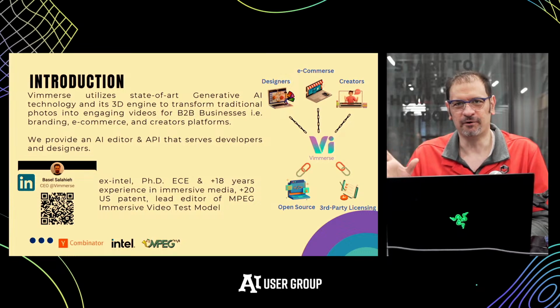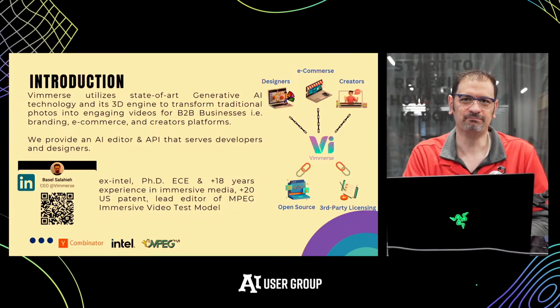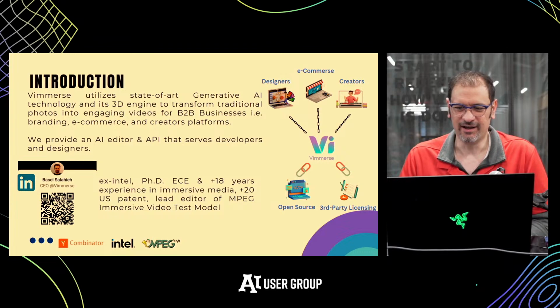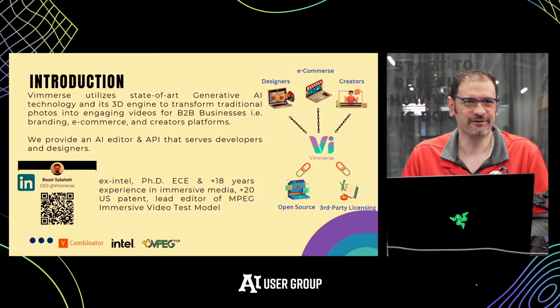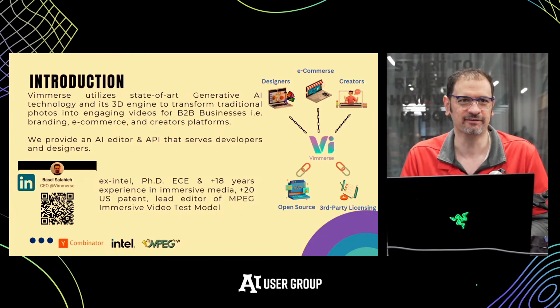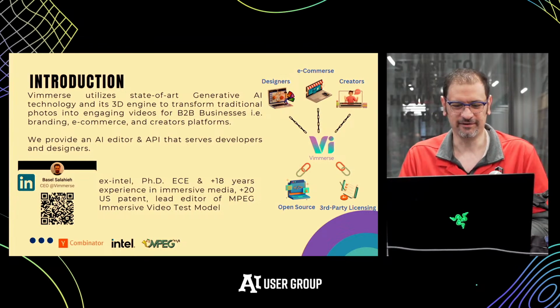In a nutshell, Vimmerse serves as the middle layer. We have our own 3D engine technology, but at the same time we're very proud of the open source community. We build on top of their great effort when the license allows commercial usage. And whenever there's something really cool from third parties, we go and license it and serve it for the upper layer, which is the applications and customers, whether designers, e-commerce, creators, and so forth.